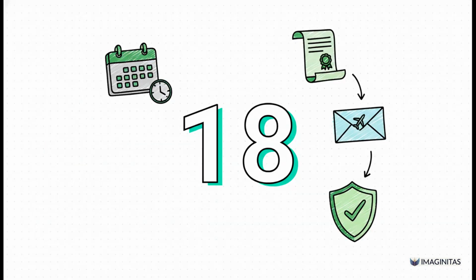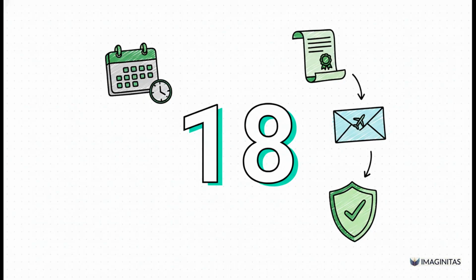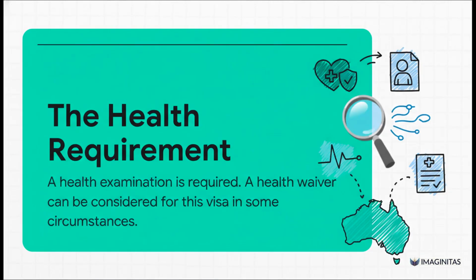Let's really hammer this age requirement home because the number 18 is everything. The child has to be under 18 at 3 separate times. First, when the adoption is legally finalized. Second, when you actually lodge the visa application. And third, when the department makes its final decision. If the timing is off on any one of those, the whole application could be at risk. It's that critical.